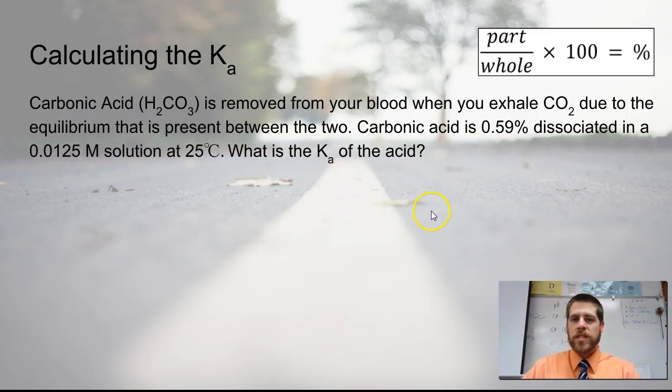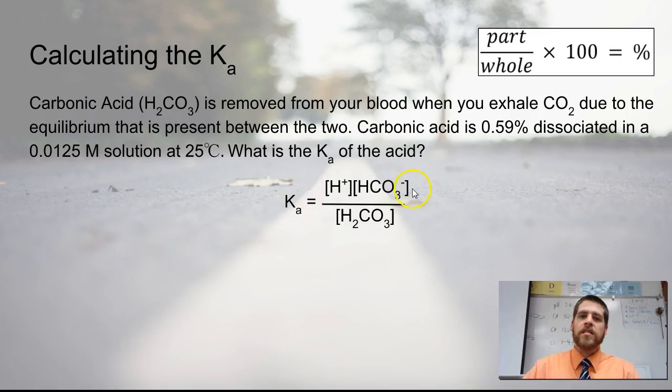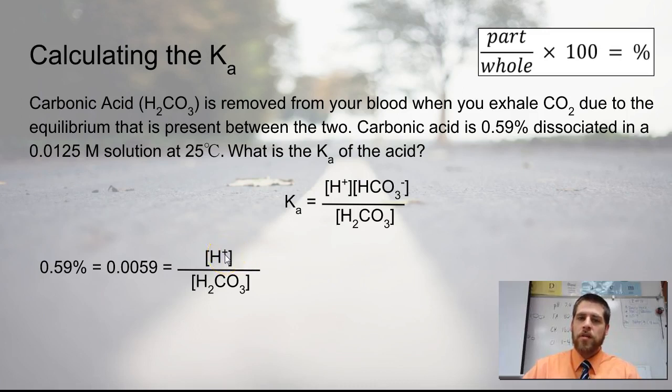Now let's pause for a second and think about what we need. The Ka expression would look like this. We're solving for the Ka, and so we're going to need all three concentrations of these, but all we have is this percent dissociated. So let's start with what we're given here. We know that we have a percentage dissociated. Let's go ahead and turn that into a decimal, and then it's going to be part over whole. The part is still the amount of hydrogen ion concentration over the total carbonic acid concentration.